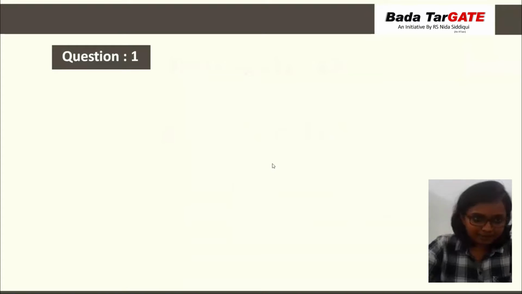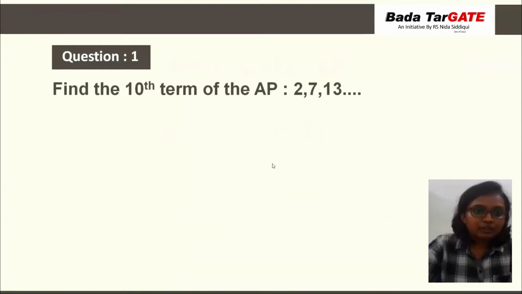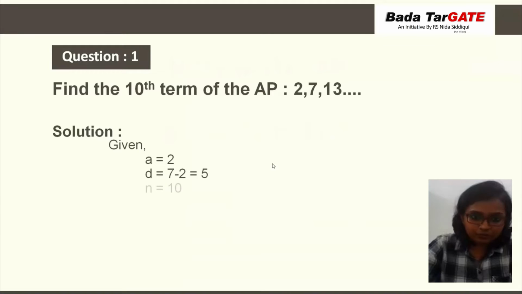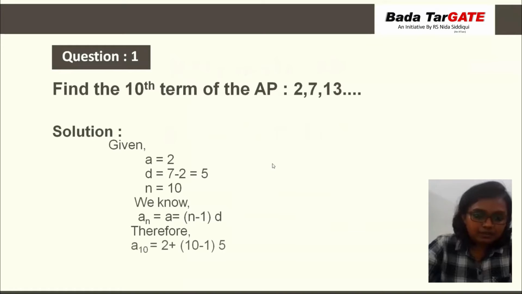Coming to question number 1. We need to find the 10th term of this AP, which is 2, 7, 30, and so on. So from the question, we know A is equal to 2, D is equal to 5, and N is equal to 10. We know the equation to find the nth term of the AP, which is An is equal to A plus (N minus 1) into D. Therefore, substituting these values in this equation gives the value for A10, which is 47.